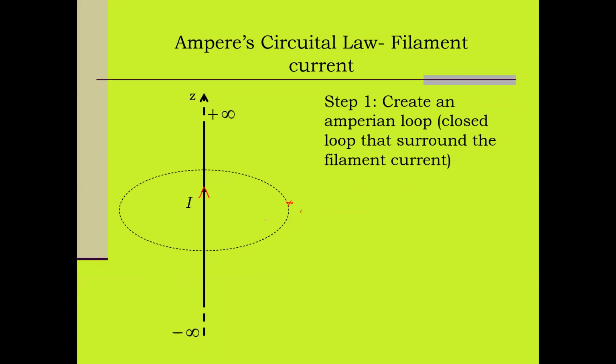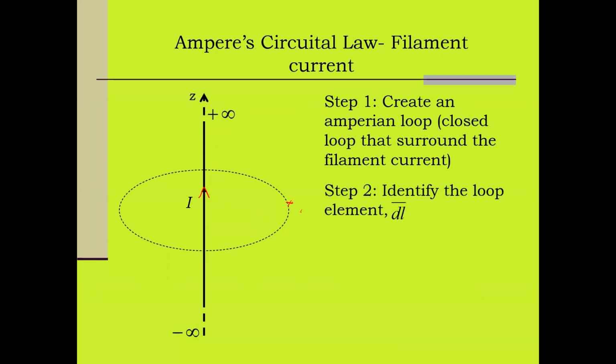So step number one, you need to create an Ampere loop that surrounds the filament current, and you need to ensure that the loop drawn must pass through the intended location where you need to find the H field. So that's the first step.